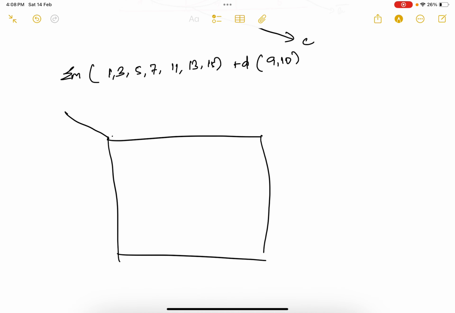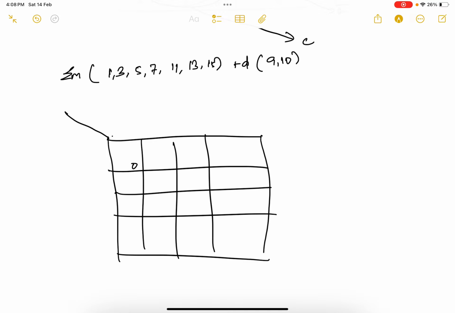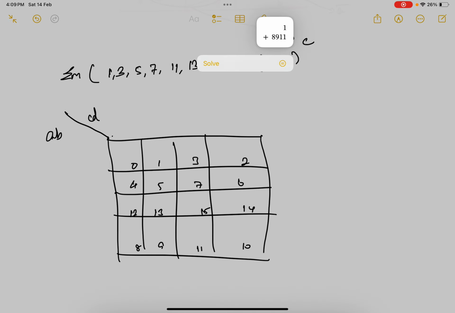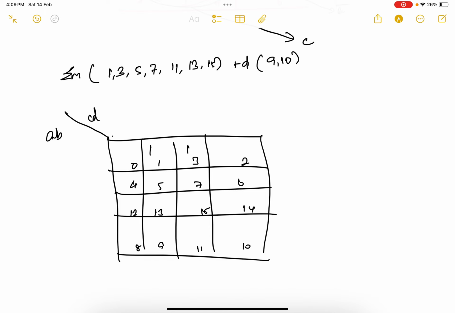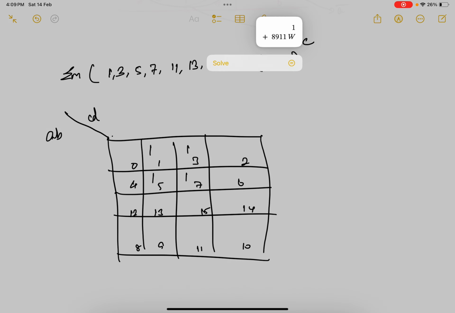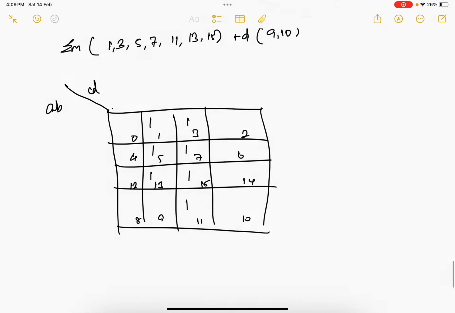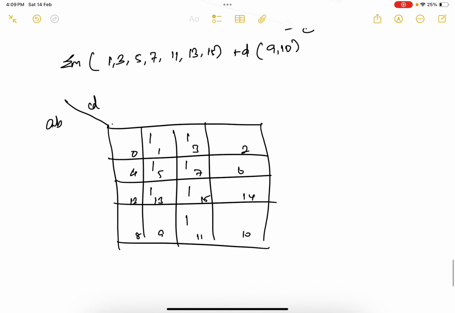So here also what we will do? We will be drawing here a 4 variable K-map: 0, 1, 2, 3, 10, 11, A, B and C, D. So this is nothing but 1, 3, 5, 7, then 11, then 13 and 15. The actual thing. Plus 9 and 10 also come into the row. So 9 will be X and 10 will be X.